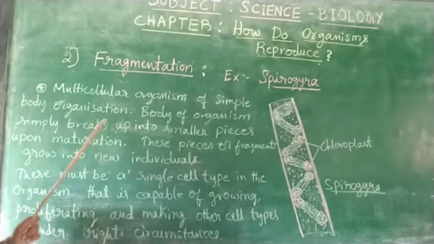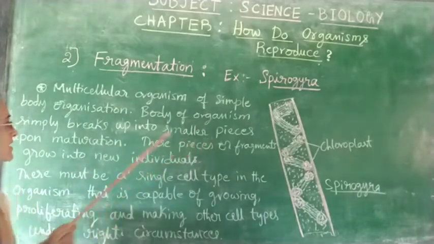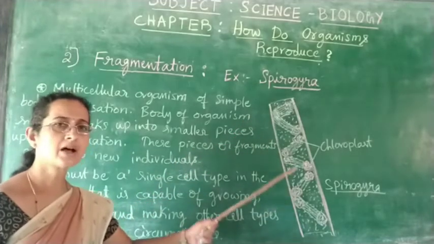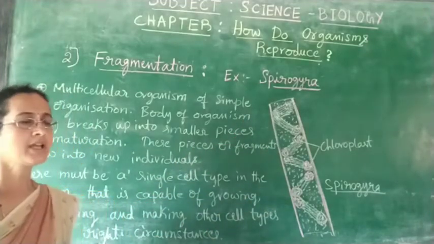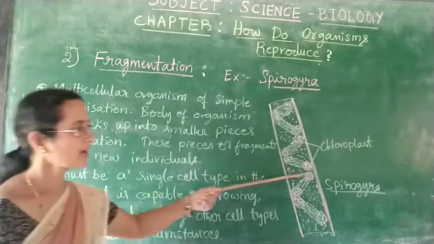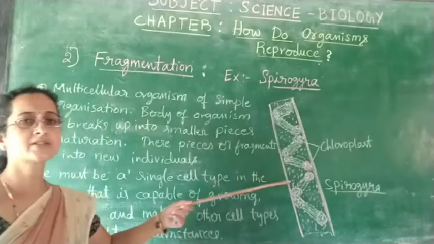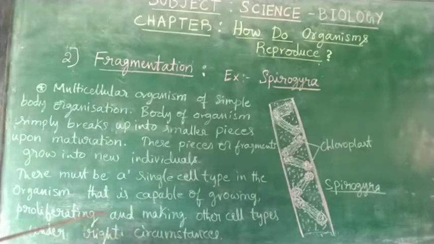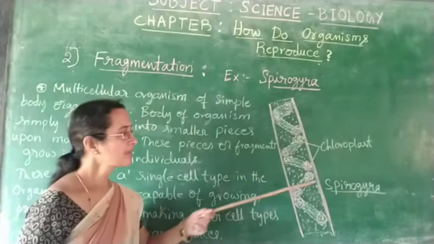The body of the organism simply breaks up into smaller pieces upon maturation. Here the cells inside this organism have to grow fully. So upon maturation it gets fragmented, cut into pieces, to develop into new individuals. There must be a single cell type in the organism that is capable of growing, proliferating and making other cell types under the right circumstances. So what happens?